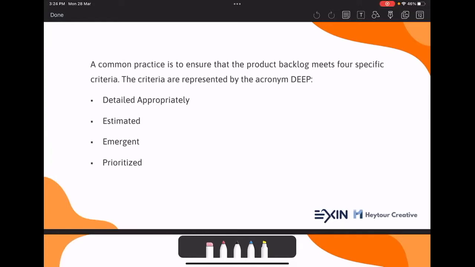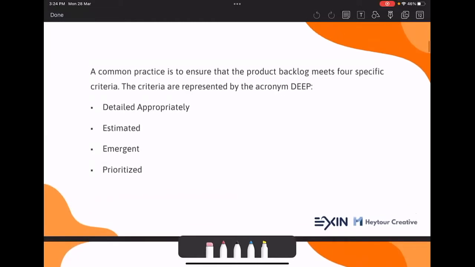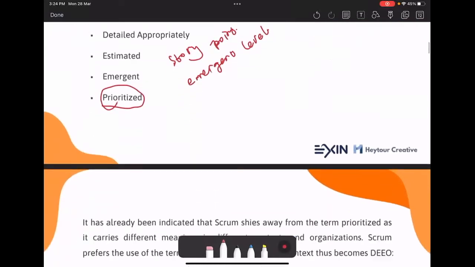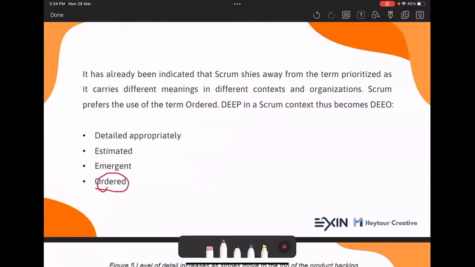And the common criteria is the DEEP technique. Specifically, we need to appropriately detail the backlog content. Then we need to estimate the story point, and identify its emergence level. Then we can prioritize all backlogs. But since prioritized has some different meanings in enterprises and companies, later on we prefer to use another word like order to replace prioritize. Then it adjusts the technique DEEP to DEEO.